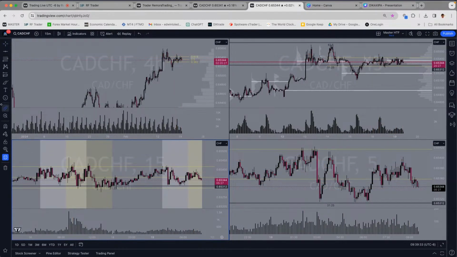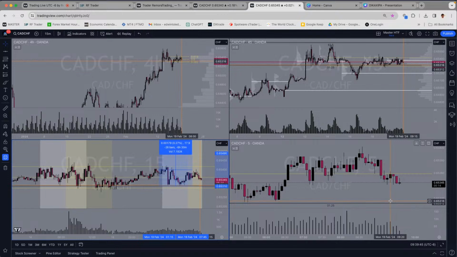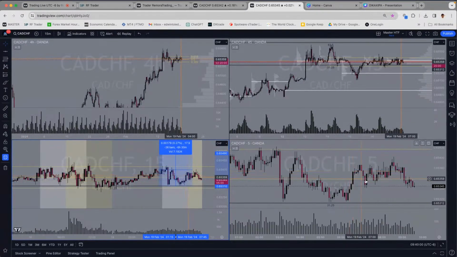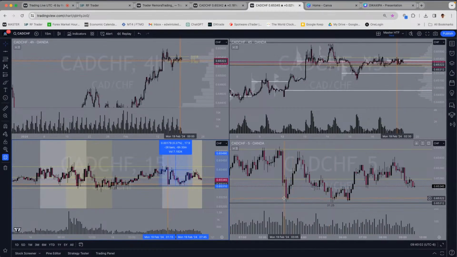How much? Actually, this pair is kind of slow and we could sell this. Let me see. No, I'm not sure about that one. This candle was nice though. How about this?